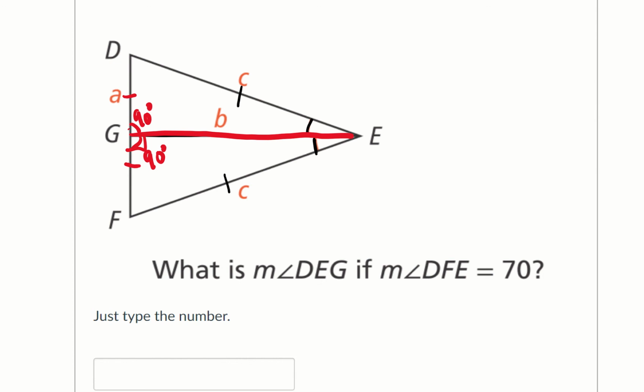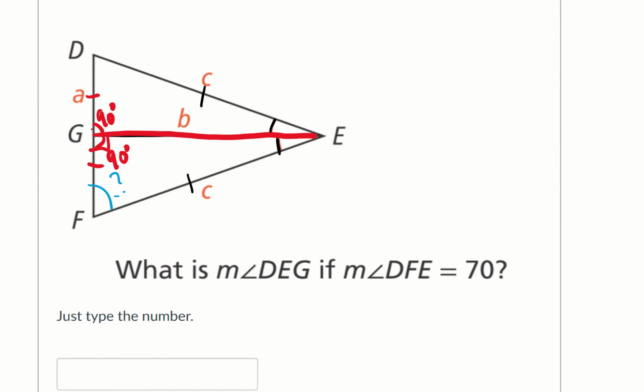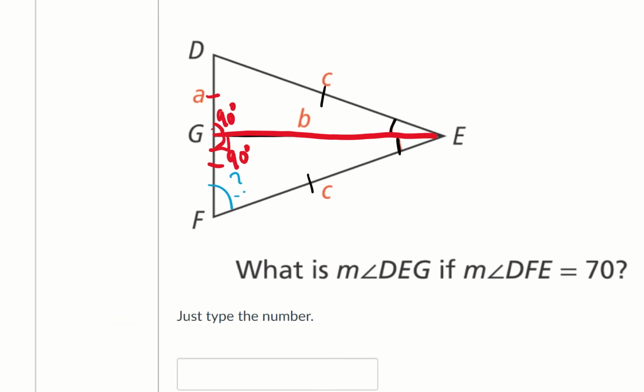And then we're looking for DFE, right? So we're looking for this angle. That's the question mark. All right, so since we know that this is 90, they tell us that DFE is 70. So let's label that. Oops, that's the wrong one. Oh, okay, so we're not looking for that. I'm sorry. They said that DFE is 70. That's not the question mark. The question mark is DEG. So let's label that. DEG. So they're looking for this angle right here. That's the question mark.